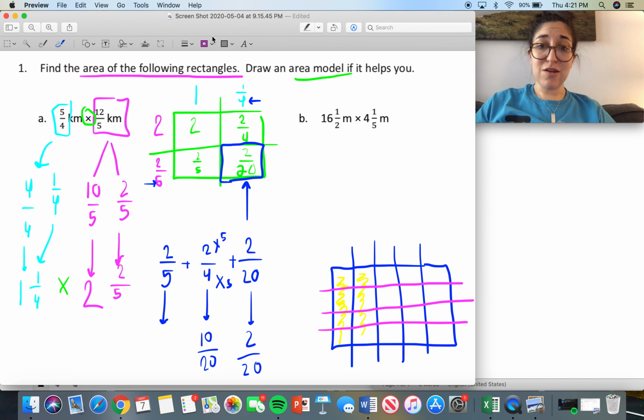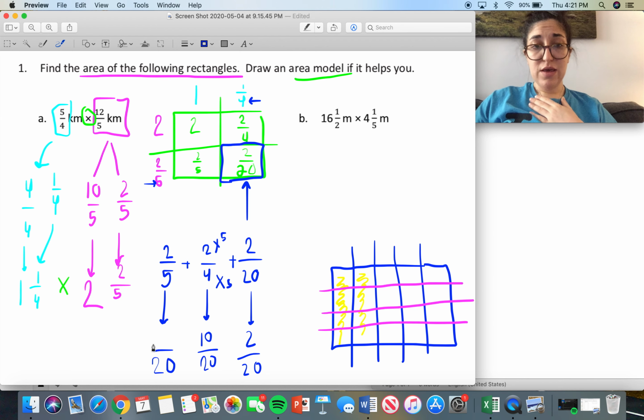Awesome. So now my denominator, or how many pieces one whole is made of, is 20, the same as these other two. And in order to do that, I had to multiply by 4, right? And you'll notice that the 2 also got split into 4. So now I have 1, 2, 3, 4, 5, 6, 7, 8. So again, 2 times 4 is 8.